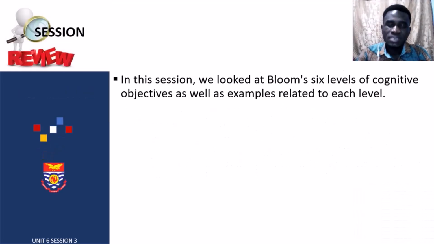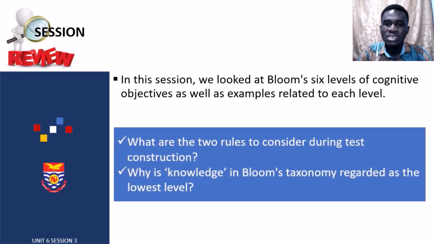Now, students, in this session we looked at Bloom's six levels of cognitive objectives as well as examples related to each level. As we bring this session to an end, let us have this as a take-home. What are the two rules to consider during test construction? And why is knowledge in Bloom's taxonomy regarded as the lowest level?